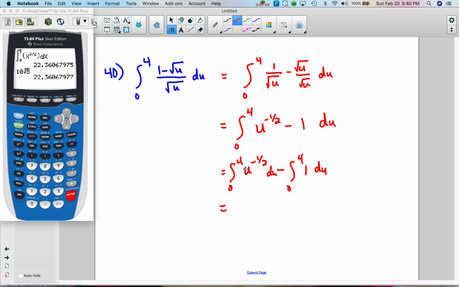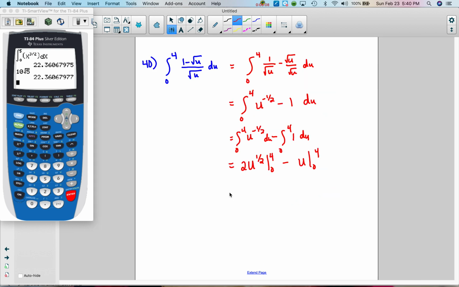So here we'll have, remember, you increase the power by 1, so we have u to the 1/2. Divide by the new power, which means I multiply by 2, so you can double check it and see that you get that. We'll plug in those values. And then here, the antiderivative of 1 with respect to u is just going to be u. So now if we plug in a 4, we're going to take the square root of 4, because that's what the 1/2 power means. So the square root of 4 is 2. Then we have times 2 is 4.